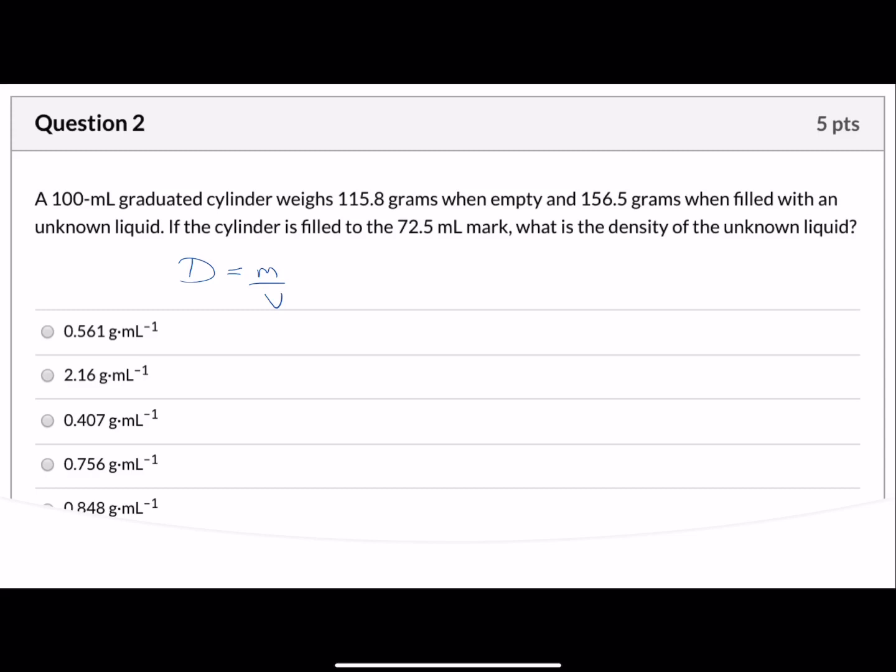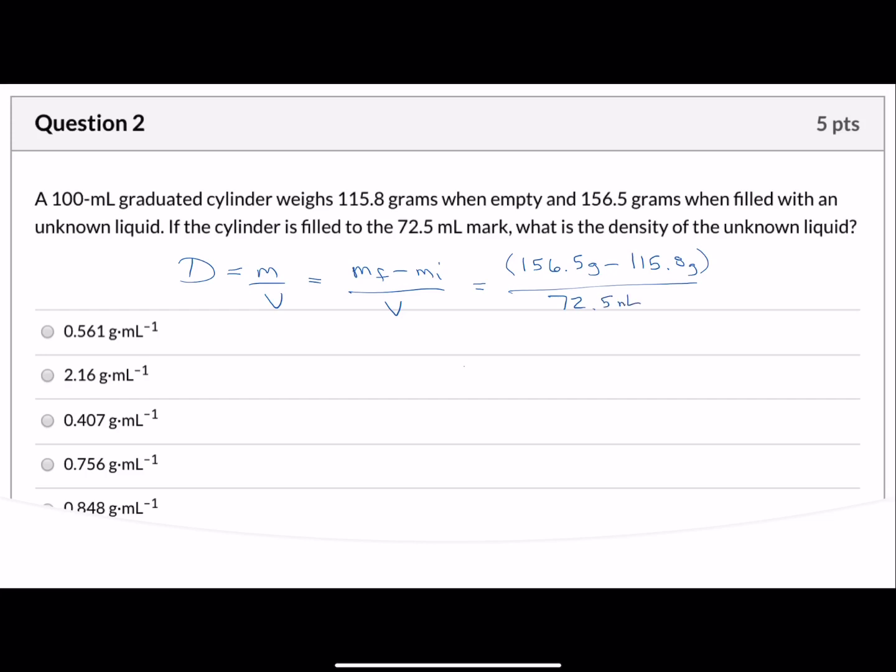And how am I going to get my mass? Okay, well, I know that the mass is going to be equal to the final mass minus the initial mass. And then I have my volume, which is given to me in the question. So to calculate the overall mass, I take the final mass, which is 156.5 grams, and I subtract 115.8 grams. I divide that whole thing by my volume, which is 72.5 milliliters, like that.